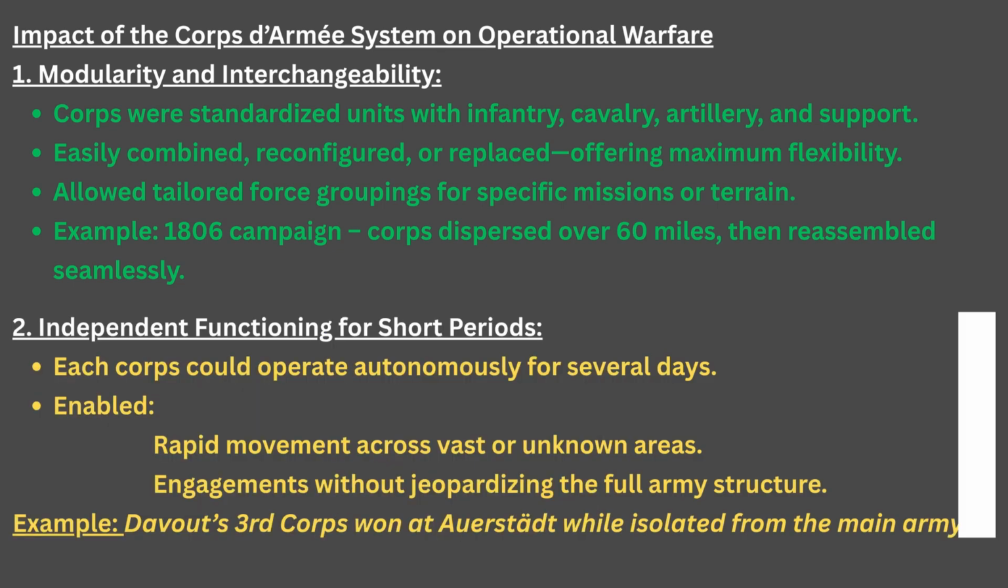2. Independent functioning for short periods. One of the biggest strengths? Each corps could fight on its own for several days. This enabled fast movement across unknown or difficult terrain, engagements without risking the safety of the full army, and better coverage of large areas without losing combat power. Example, at Auerstädt, Davout's Third Corps won a major battle while isolated from the rest of the army, a perfect case of corps-level independence in action.